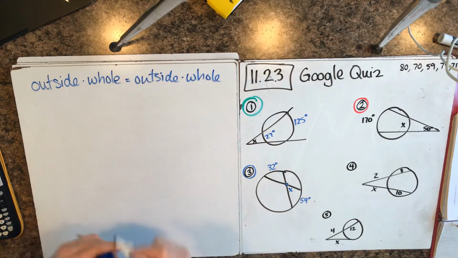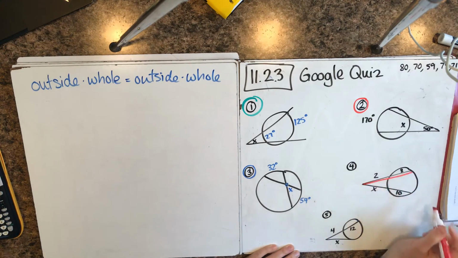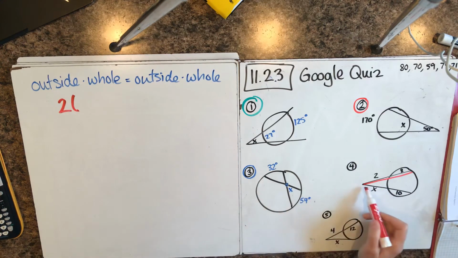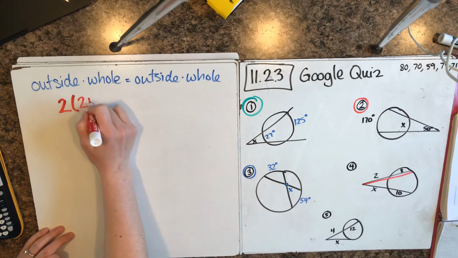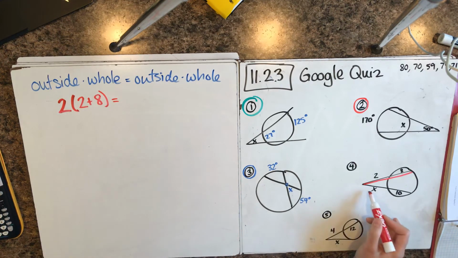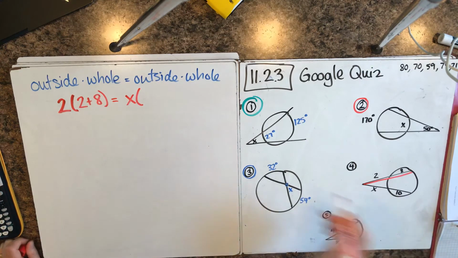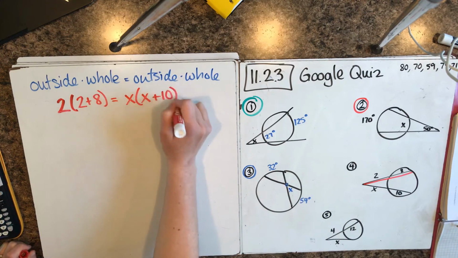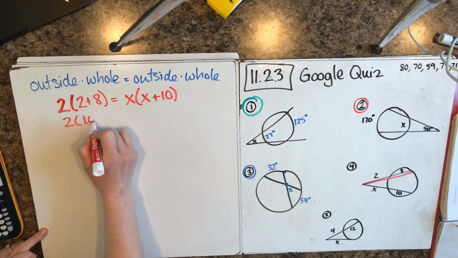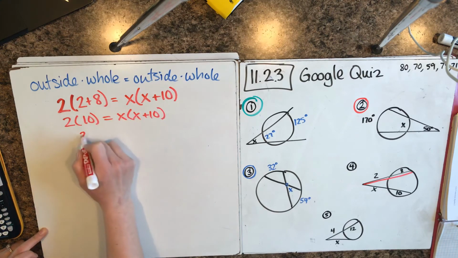Okay, so for number 4, there's 2 secants, okay? So the outside part is 2, the whole is 2 plus 8, and I think this is even how they asked you to do it on your quiz. And then the second one, the outside is x. Now remember, the whole is not 10 times x, it's x plus 10. So when we do this, it's 2 times 10 equals x times x plus 10.